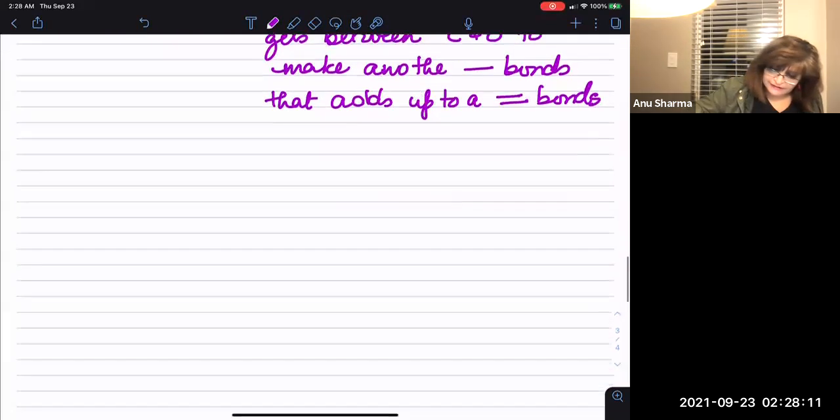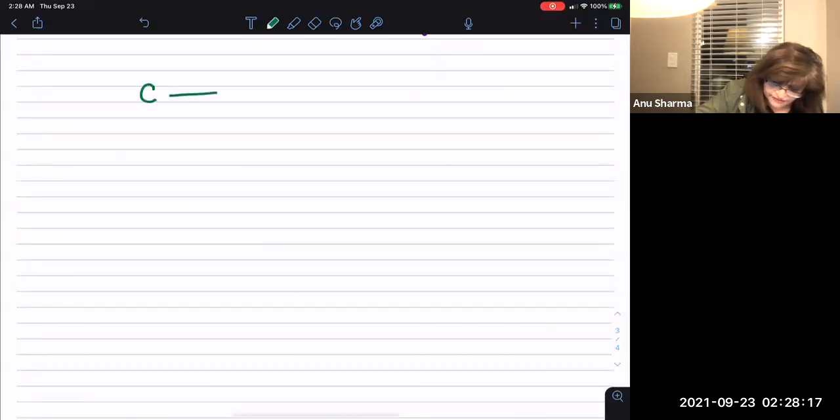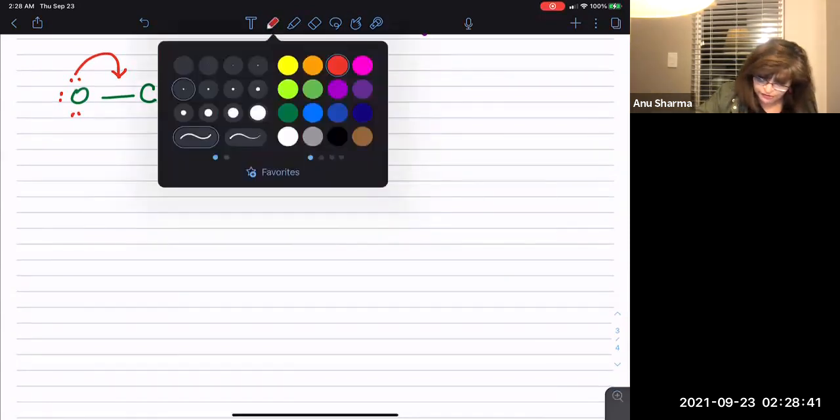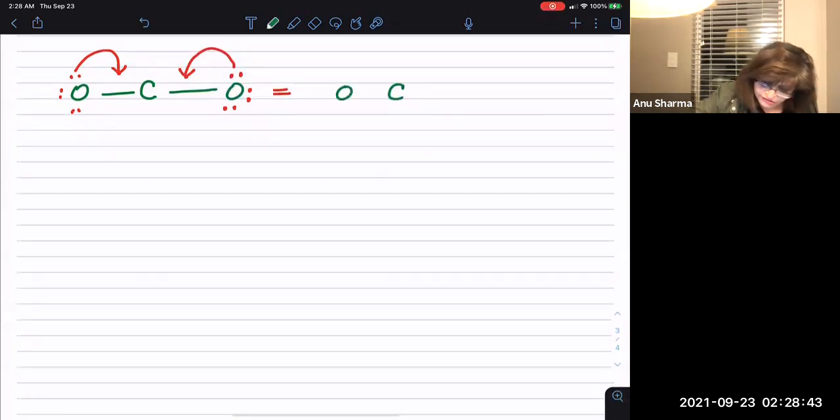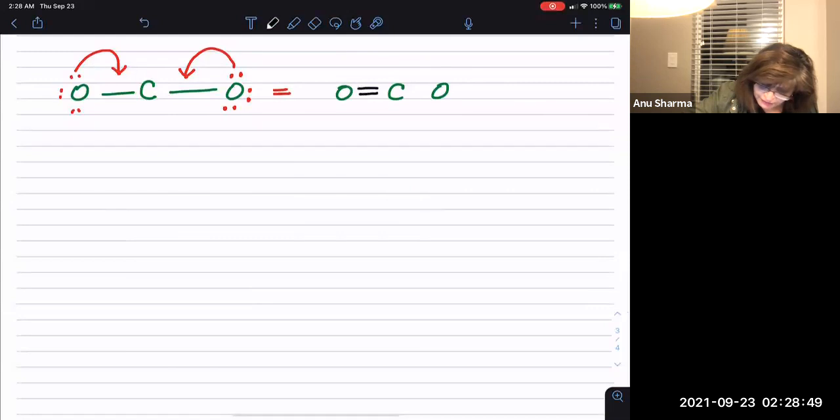So now what does this mean? Here is your carbon, and this is the single bond, and this is another oxygen. And here are the lone pairs. Lone pair, lone pair, lone pair. So this oxygen gives its lone pair between carbon and oxygen. This oxygen also gives its lone pair. And that rearrangement leads to a structure which looks like this. Carbon, oxygen, oxygen, and this lone pair makes another single bond. So total becomes a double bond.